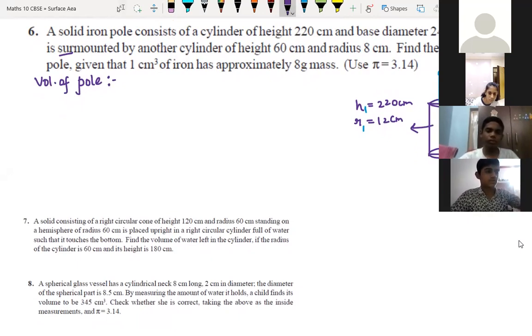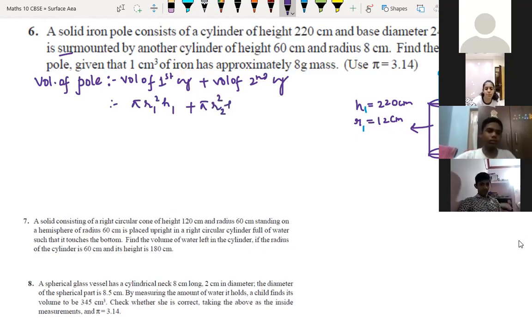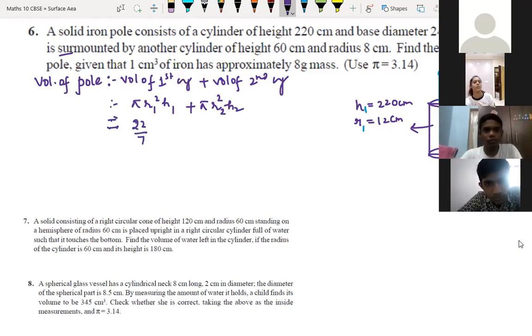So volume of the pole is equal to volume of the first cylinder plus volume of the second cylinder. So this is nothing but pi r1 square h1 plus pi r2 square h2. Here you take pi common, 22 by 7. In the bracket you can write r1 square h1 plus r2 square h2.